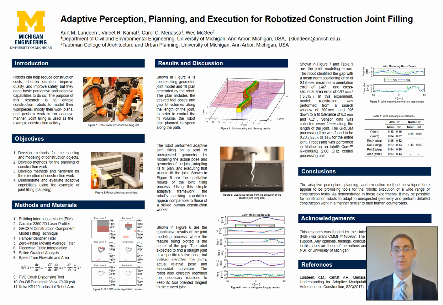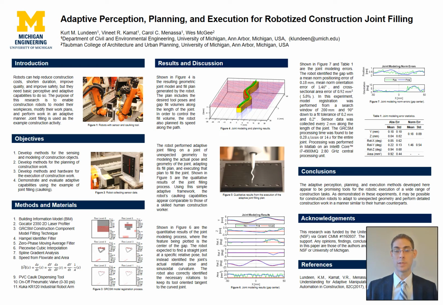To do all this, we developed a construction component registration technique that we refer to as generalized resolution correlative scan matching, which is a search method that uses multiple resolution levels to register models to sensor data. We also developed a framework for adapting a robot's work plan to its newly formed workpiece models, which involves the use of a Hampel identifier filter to remove outliers, a zero-phase moving average filter for smoothing, piecewise cubic interpolation to create a uniformly spaced smooth spline path, spline gradient analysis for tool orientation, and determination of tool speed from the gap's cross-sectional area and caulk flow rate.